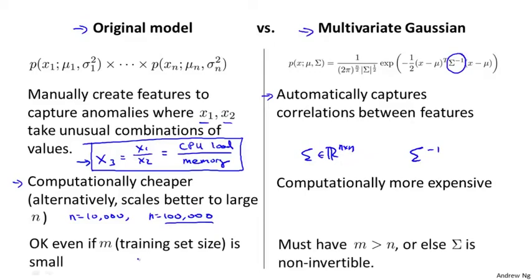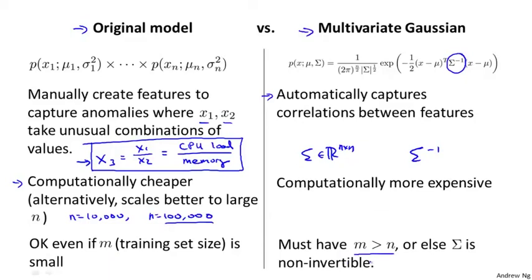And finally, for the original model, it turns out to work okay even if you have a relatively small training set. This is the small set of unlabeled examples that we use to model P of x, of course. This just works fine even if m is maybe 50, 100, it works fine. Whereas for the multivariate Gaussian, it is a mathematical property of the algorithm that you must have m greater than n, so that the number of examples is greater than the number of features you have.